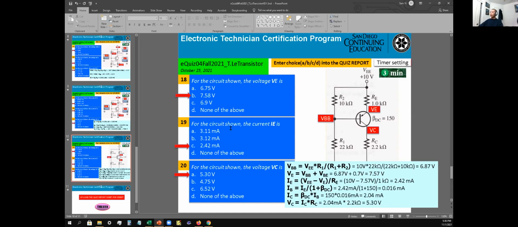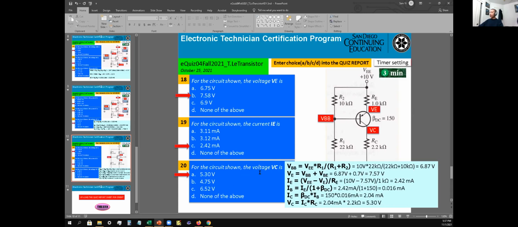Okay, for 19, for the circuit shown, the current IE. Since we have VE, the same thing: VEE minus VE. That's going to be the voltage drop, and then we can calculate the current going through RE. It comes up to about 2.42 milliamps. So the answer for 19 is C, as in cat.